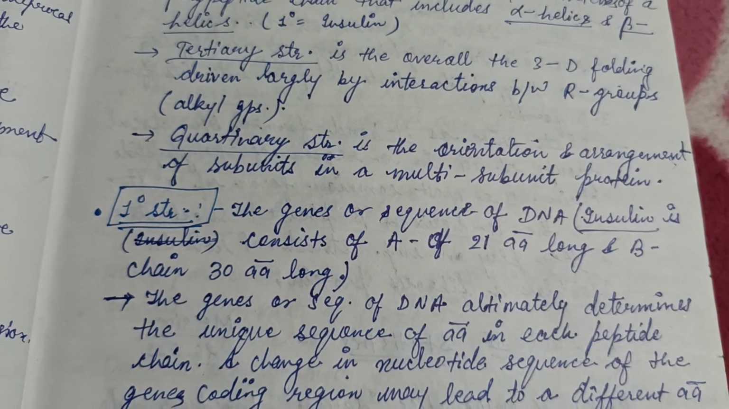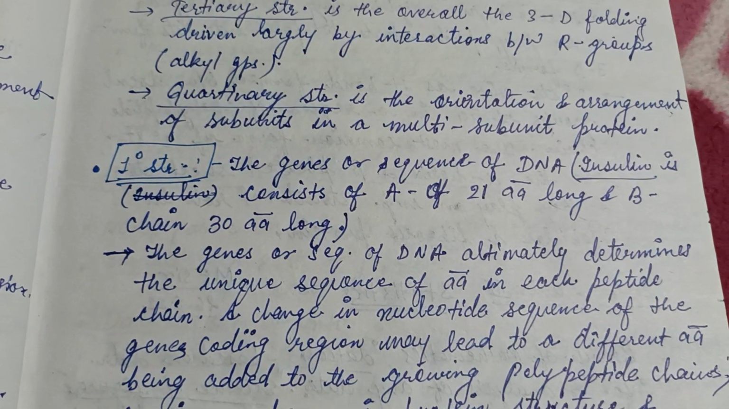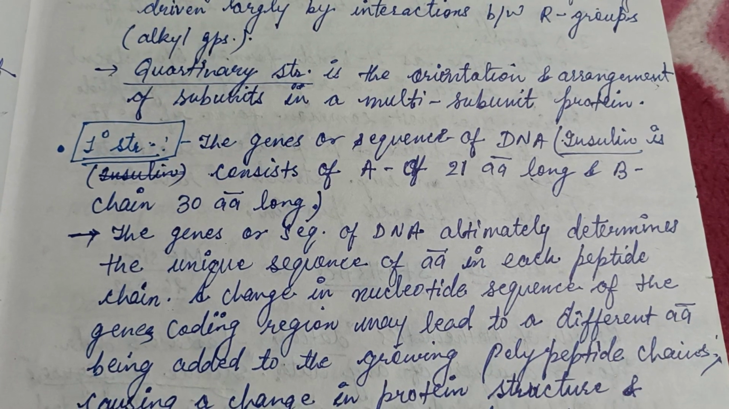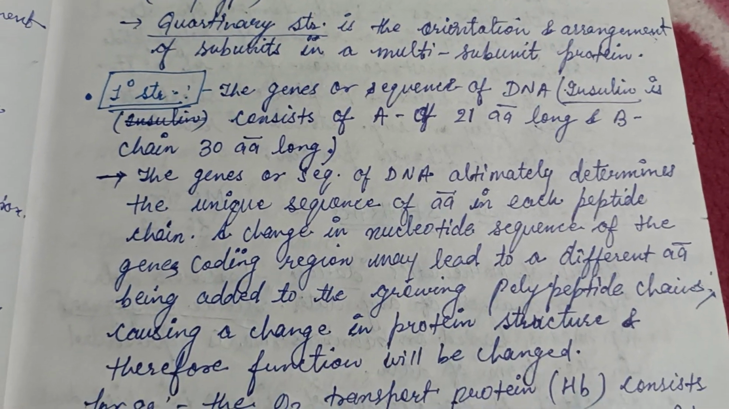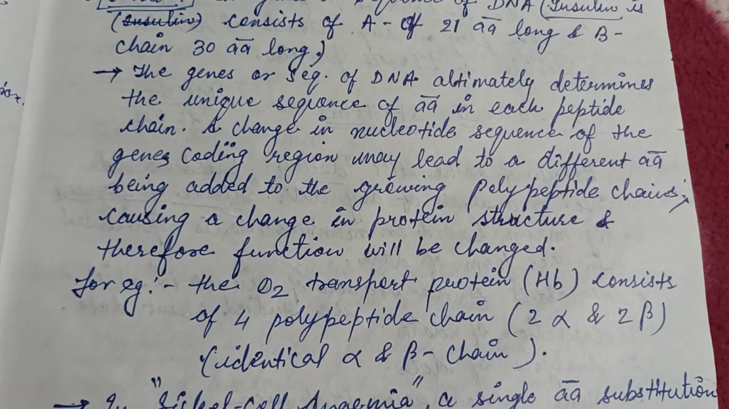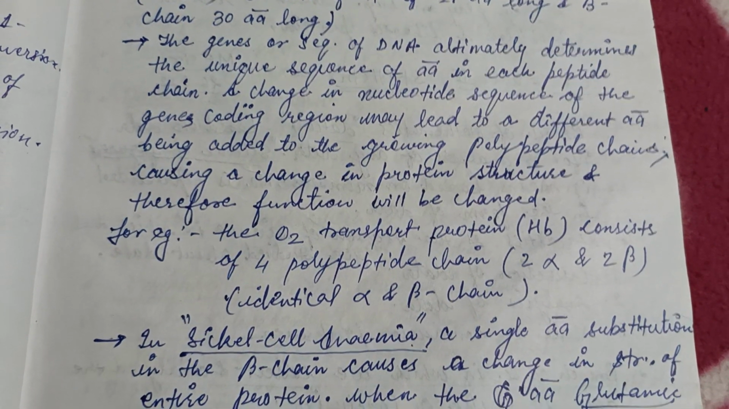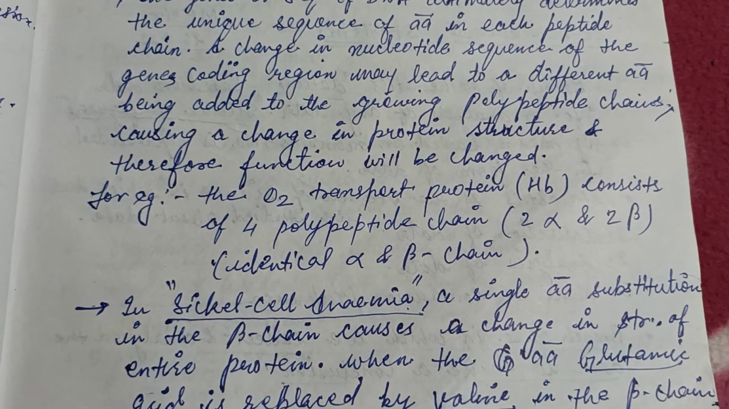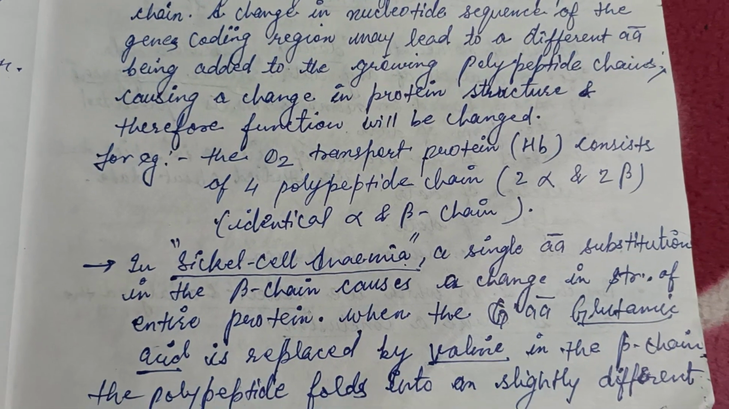The primary structure is the sequence of amino acids, for example insulin, whose A chain has 21 amino acids and B chain has 30 amino acids. There is another example, the oxygen transport protein hemoglobin, which consists of four polypeptide chains, two identical alpha and two identical beta chains.